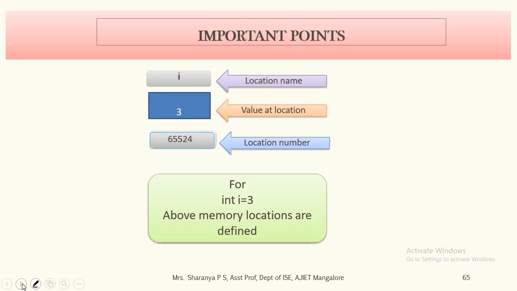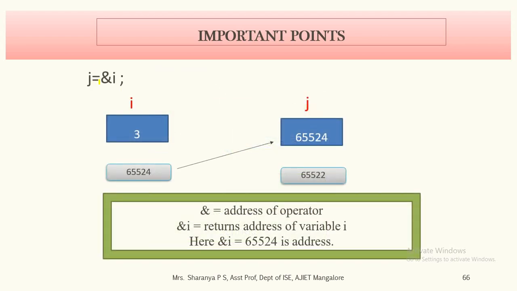Now coming to some other related topics with respect to this concept. We have not come across the pointer concept, so I am discussing a few relevant points here. There is a statement, int i equal to 3. So int is a data type here, i is a variable name, and I have set the value as 3. So i is the location name, the value stored is 3, and it has some location number, which is nothing but what we normally refer to as an address. Next, here I have used j equal to address of i.